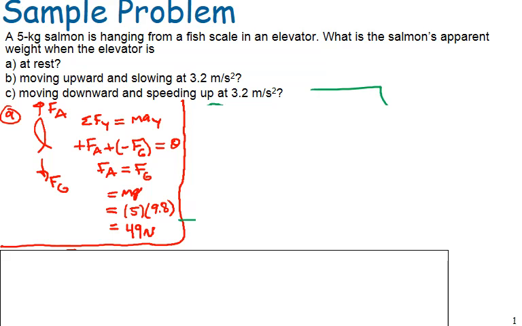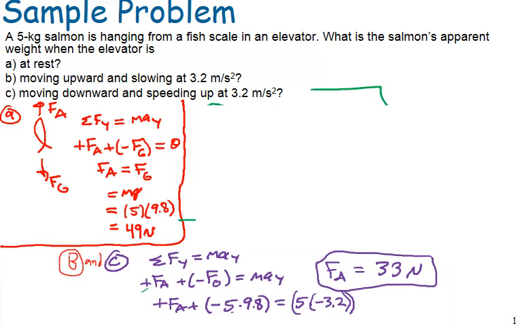All right, so for part A, it's at rest, so the force applied going up, you could have called it tension, could have called it a spring. Probably wouldn't technically be right to call it a normal force because it's not resting on anything. Unless it is resting on a scale, like a flat scale or something. So 49 newtons.